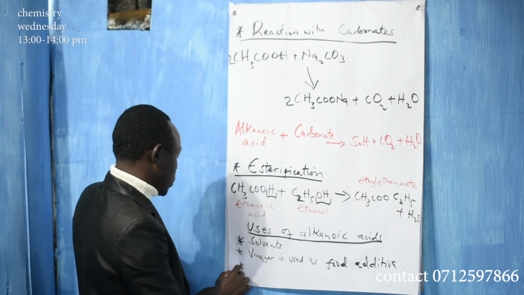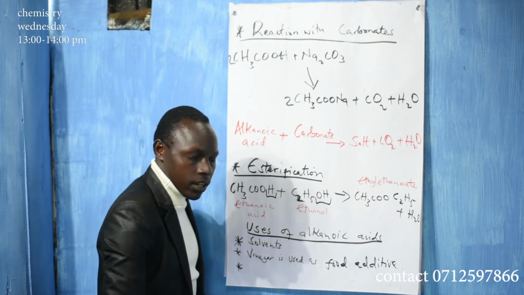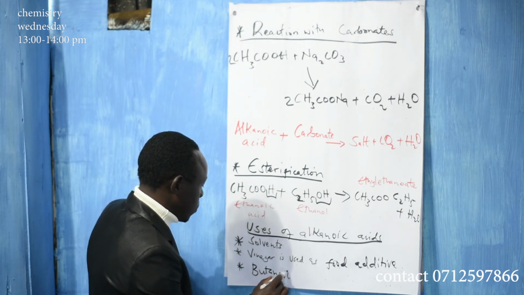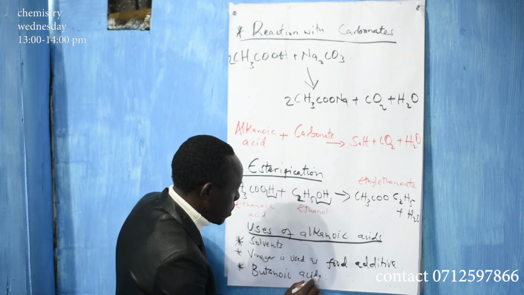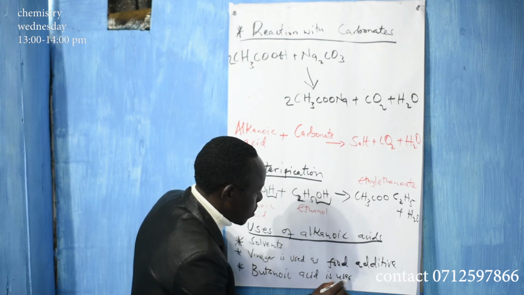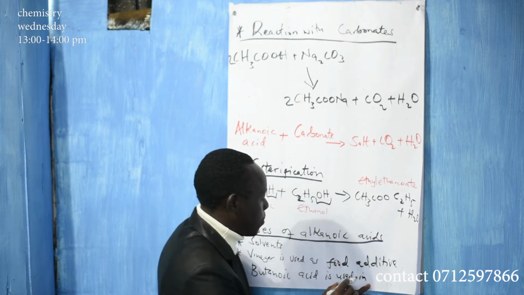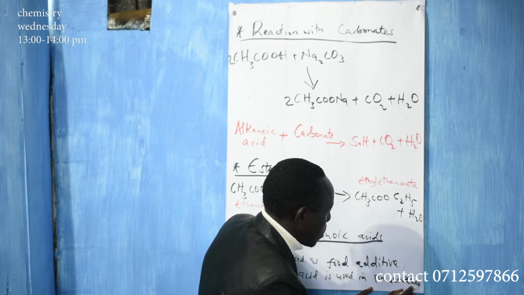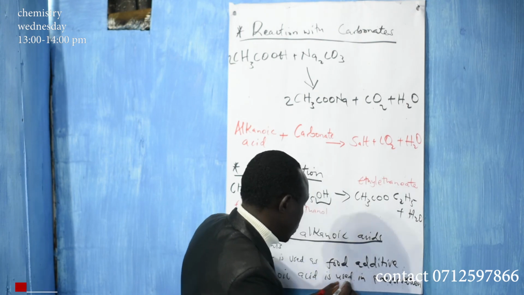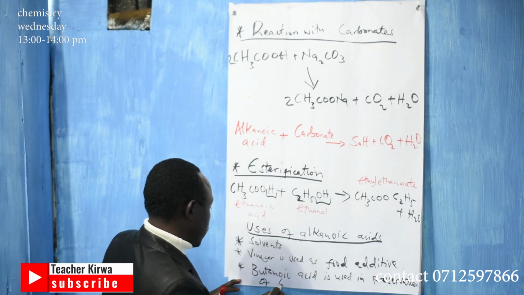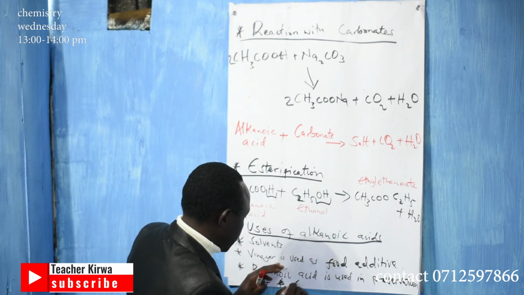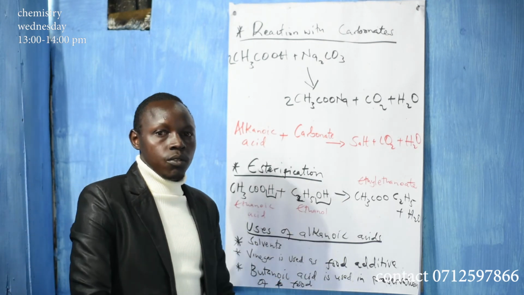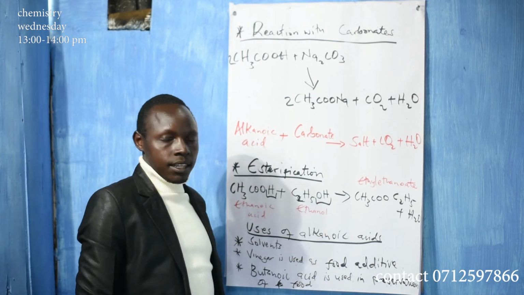We can also say butanoic acid is used in food preservation. Butanoic acid is used in preservation of food. These are some of the uses.